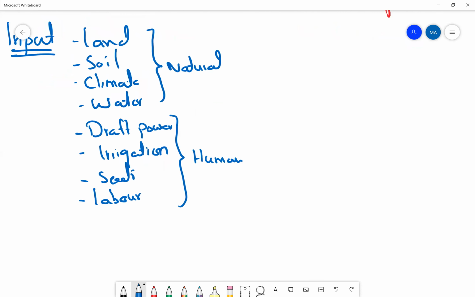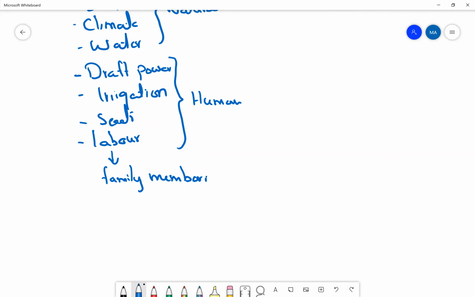And labor is mostly family members. For a subsistence farm, because it is a small scale level of farming, people don't really have enough capital to afford workers to work for the farm. So most of the family members themselves work at subsistence farms. So family members are the workers there. Okay. Now, after the inputs, the processes that take place.